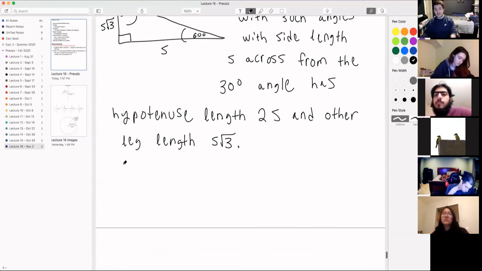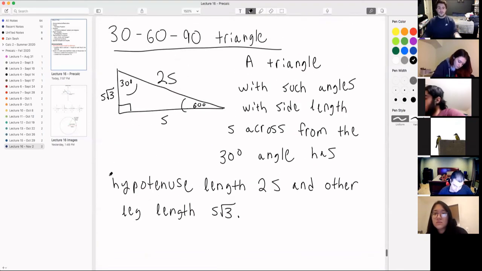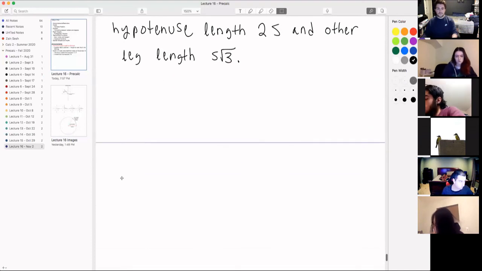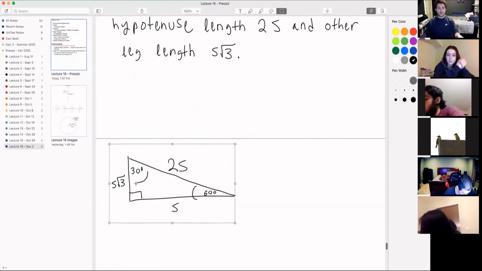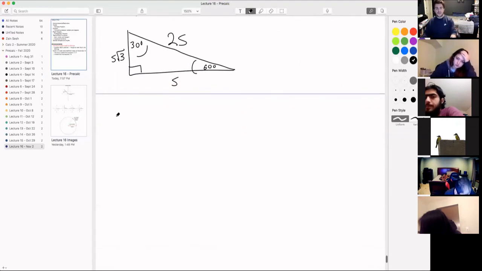We can now find sine and cosine of all these angles very easily. So I'm going to copy this triangle down here, because we're going to use it. Okay, very good. I'm just copying it down because we're going to use it. Okay, so thus, here we go.